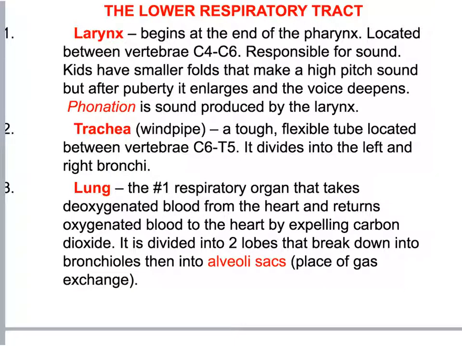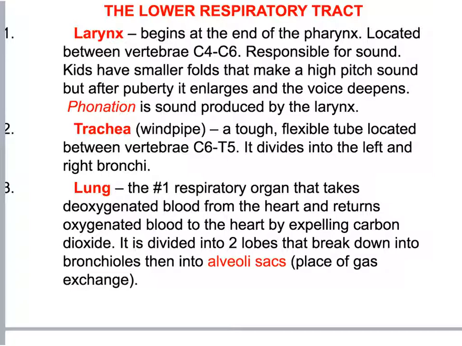Now let's begin the lower respiratory tract. It includes the larynx, trachea, and lung. The larynx begins at the end of the pharynx, and it's located between vertebrae C4 to C6, and it's responsible for sound. Kids have smaller folds in the larynx, the voice box, and they make high-pitched sounds, but after puberty it enlarges and the voice deepens. Phonation is the production of sound by the larynx. The larynx also is called the voice box.